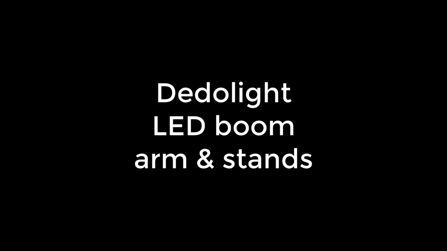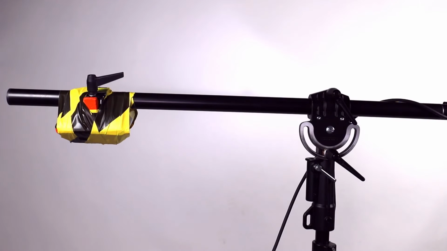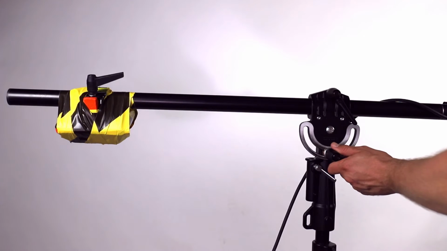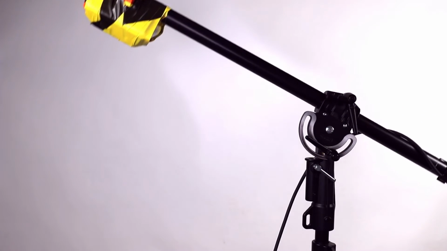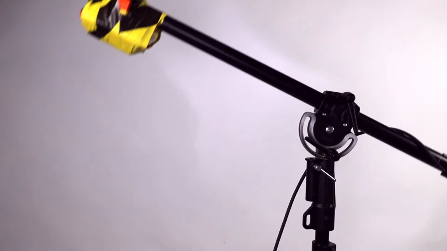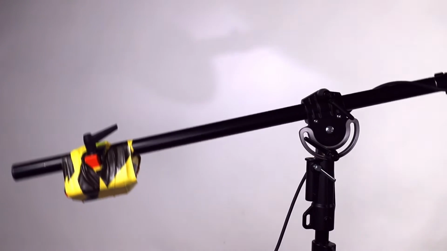One of the two LED spotlights has been permanently affixed to a mobile boom arm. On the back of this arm is a 15 kg counterbalance weight which allows the smooth adjustment of the arm's position. This can be released by slackening off the center lever as shown here.